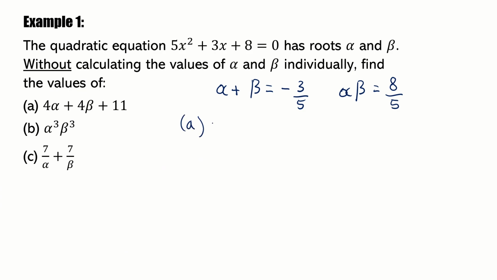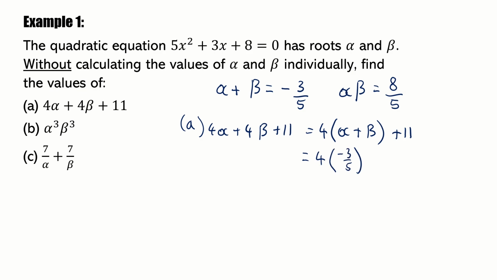So in part A, for instance, 4 alpha plus 4 beta plus 11 is going to equal, more simply, factorising that 4 out of the first two terms, gives us 4 lots of alpha plus beta, plus 11. Which is great because we know what the value of alpha plus beta is. So it's just going to be 4 lots of minus 3/5 plus 11, which is going to be minus 12/5 plus 11, which is just going to quite simply be 43 over 5.